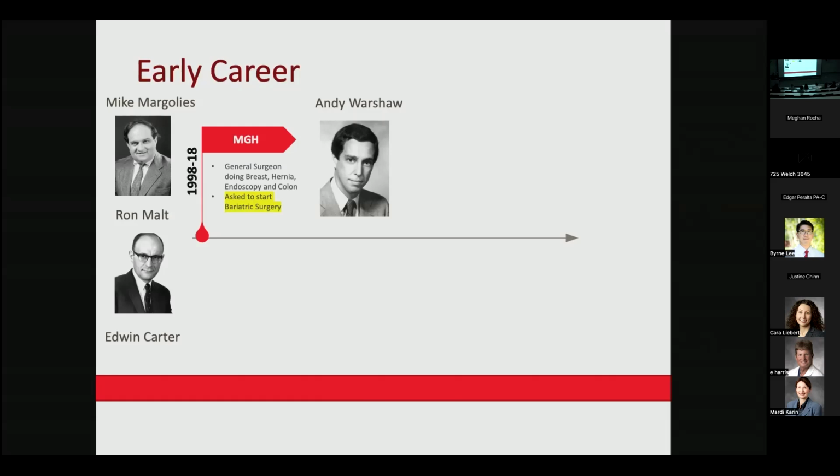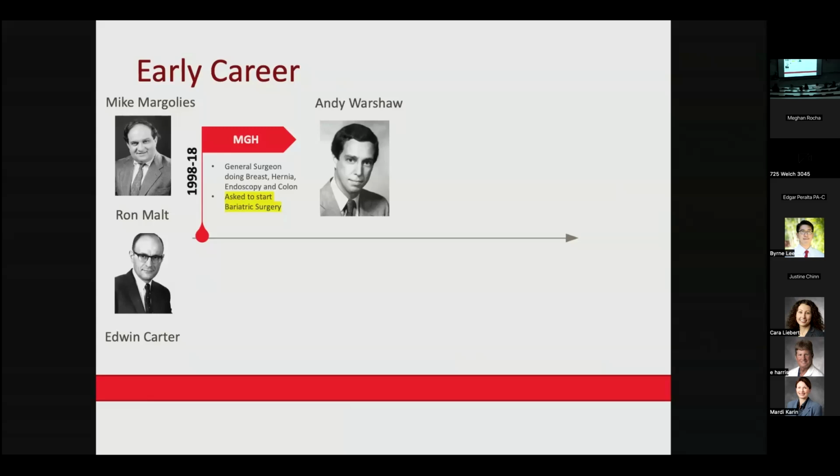I just took over for Mike Margulies and Ron Malt and Edwin Carter, who were retiring. These 3 older surgeons were doing breast and a lot of endoscopy and a lot of colon surgery and some hernias, basically good old solid general surgery. So I took over for them, and that's what I became. I became a general surgeon. And I loved it. I loved breast surgery. I got to see my patients every 3 to 6 months. You know, they were all high risk. I didn't really like the surgery. It was kind of boring, but I did like the contact with patients.